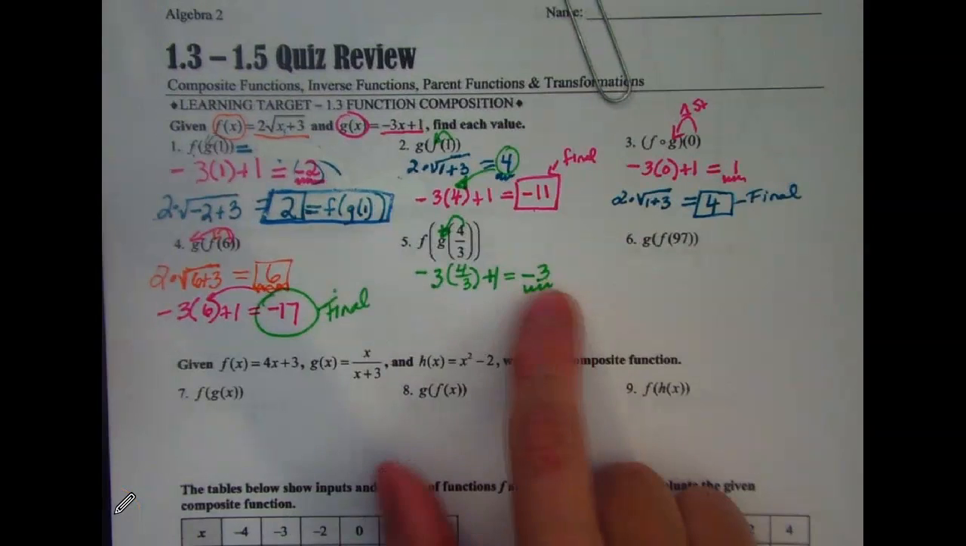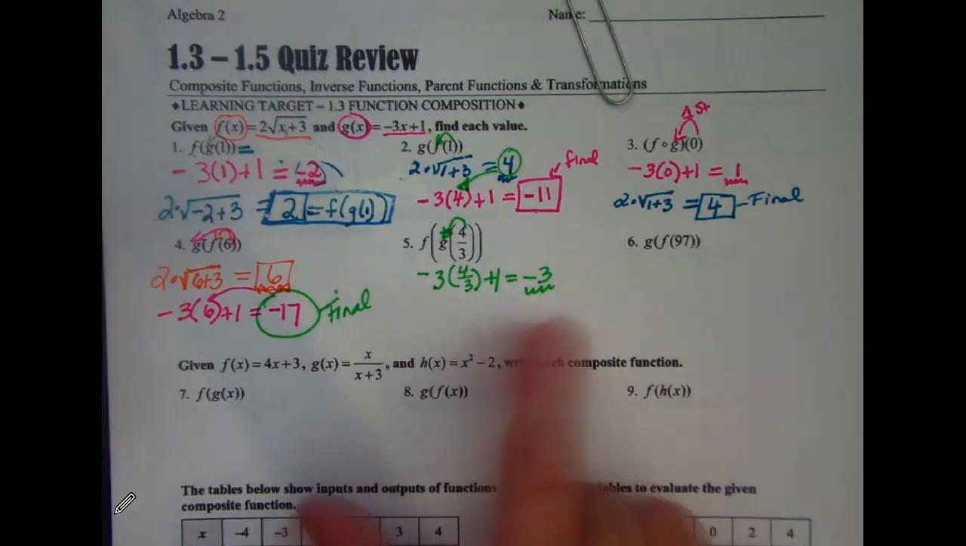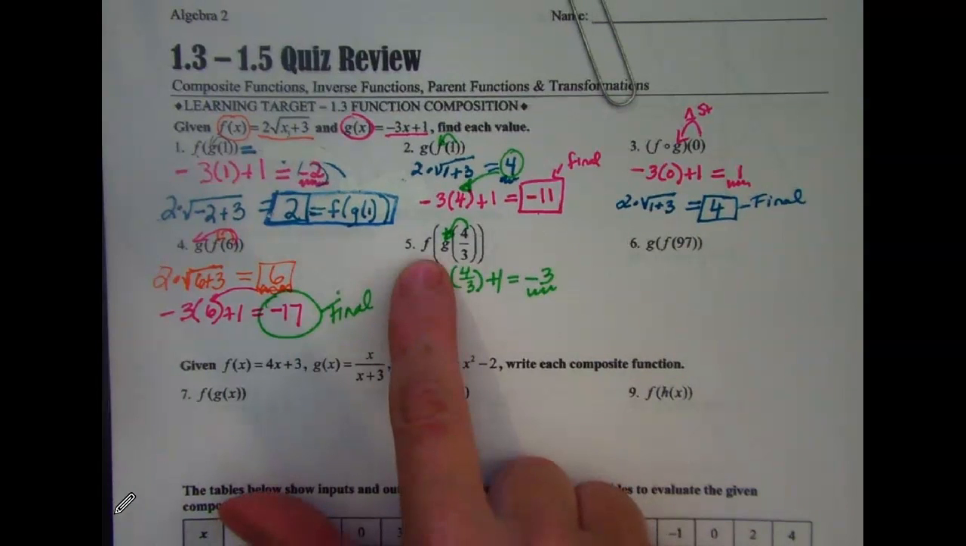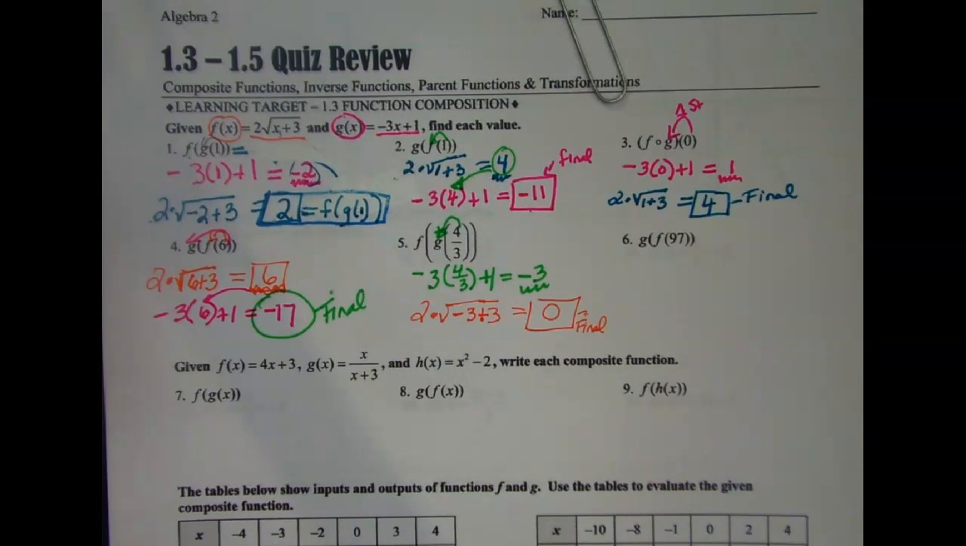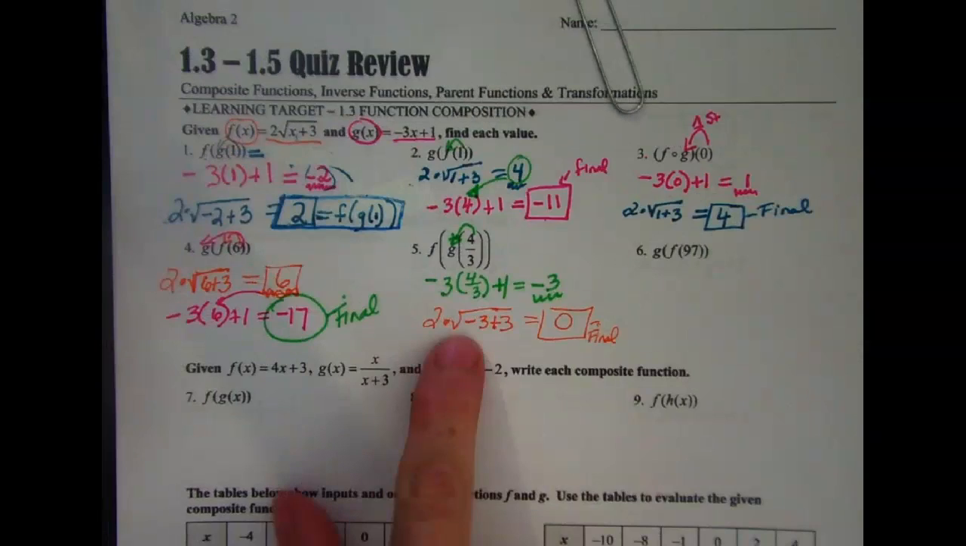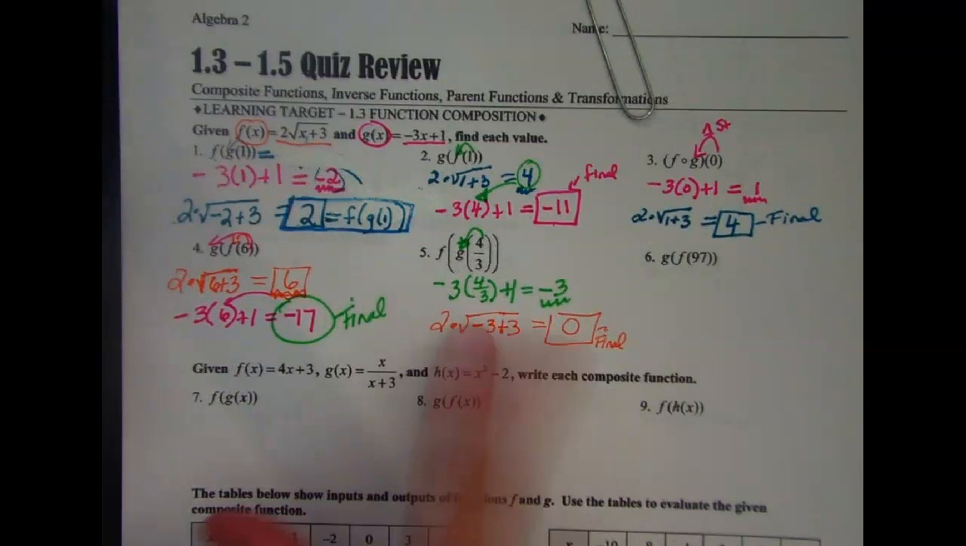So yes, we have a -3. We just plugged it into our function. Now you're going to take that and plug that in and tell me what our final answer would be. So our final answer, yes, is 0. When we plugged that in, it ended up as 0. The square root of 0 is 0.